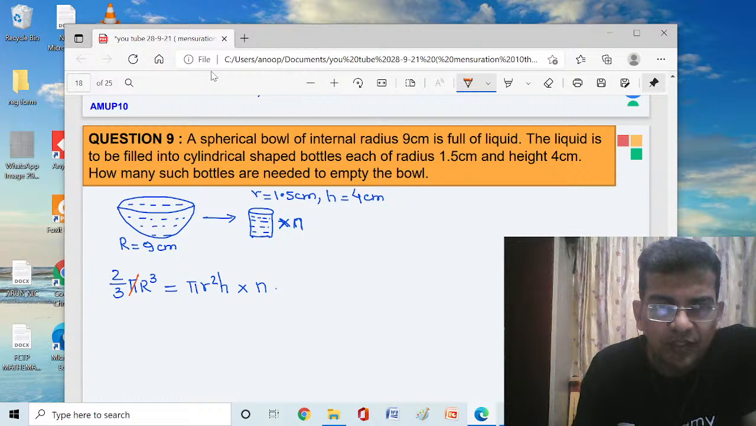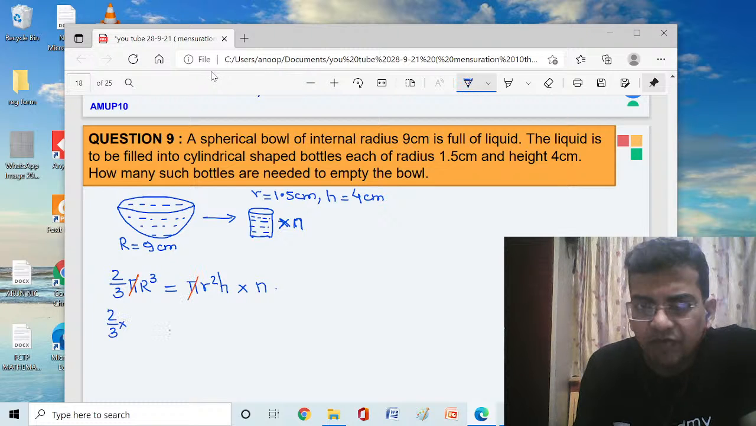So pi will cancel out. Now nothing else can be cancelled out, so only pi has been cancelled out. Now let's substitute the values. So it's 2 by 3, and on the left side we have the radius of hemisphere, so that is 9, and on the right side we have radius of cylindrical portion 1.5 into 1.5 into height, that is 4 into n. This is clear.